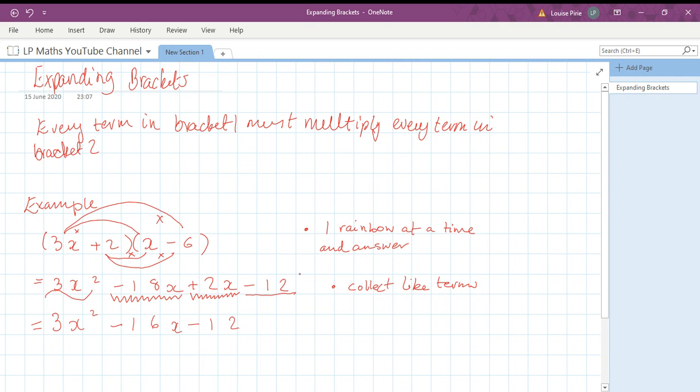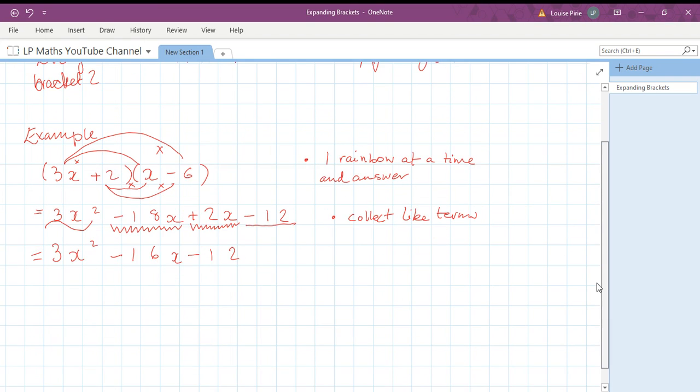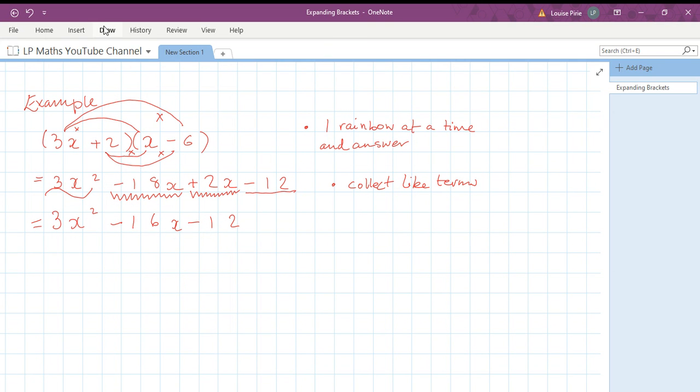Now, in National 5, you'll also have the following situation. It's a different colour as well, just to show the difference. So we're going to be doing x plus 6, x squared minus 4x plus 3.